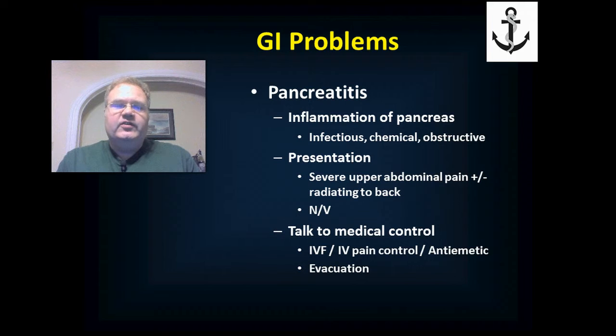So the typical presentation is severe pain in the upper abdomen, and it may go straight through to the back. Typically they'll have nausea and vomiting. They won't typically be vomiting blood. You want to talk to medical control. If they're really ill, they're going to need IV fluids. They'll need IV pain medications like morphine. They'll need an anti-nausea medicine. And if they require that, they'll need to be evacuated.